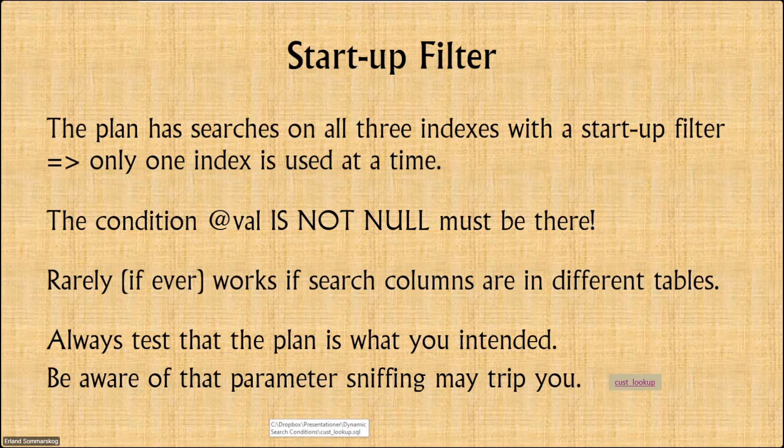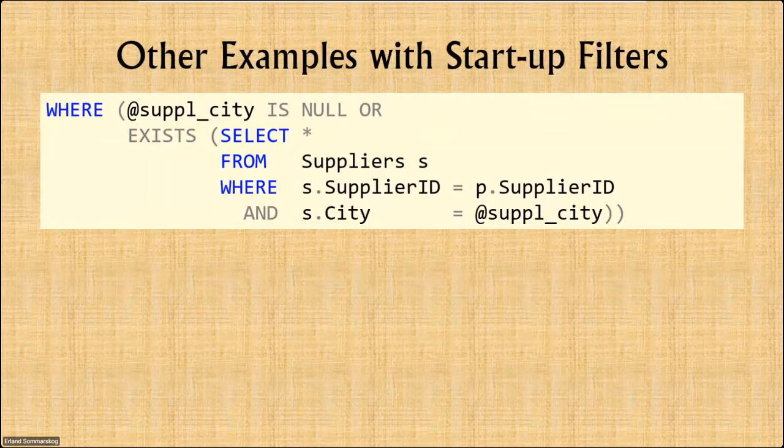Now, there are more cases where we can use startup filters. Here is another one. Going back to our order search, assume that users want to be able to search for orders where the supplier comes from a certain city, but we don't really care about the suppliers table apart from that. Well, then we can do this: where supplier city is null or exists from the suppliers table. And we will only go to this table if this column has a value.